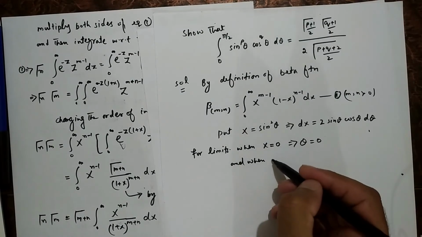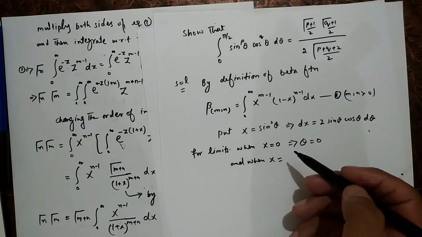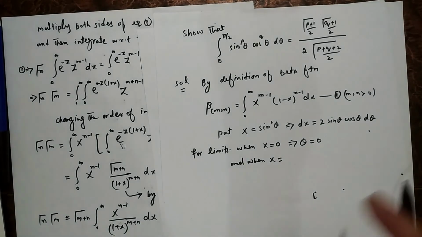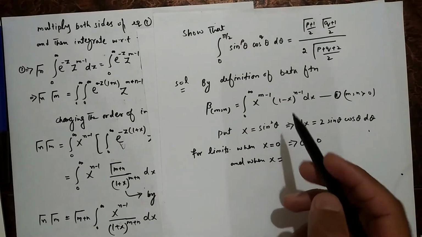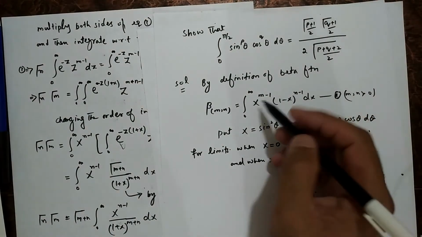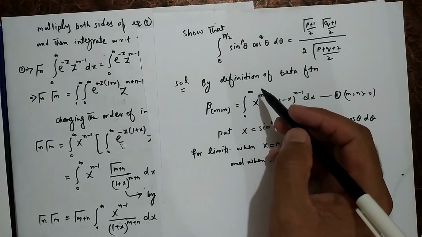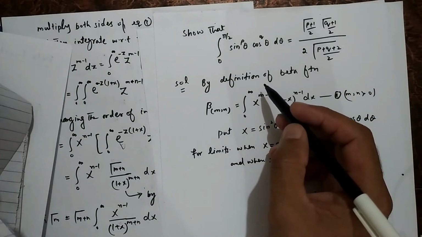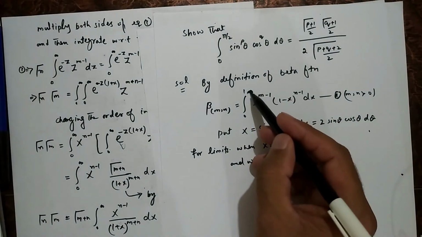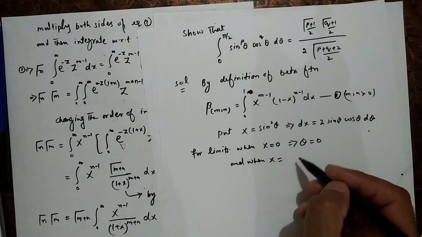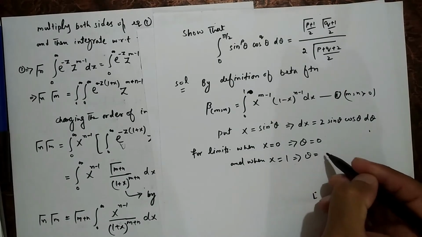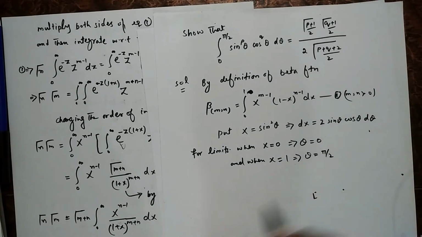And if we put x equals to infinity, I'm sorry, I made a mistake here. In this equation the limits of the integral are from 0 to 1, not from 0 to infinity. If we put the upper limit 1, then theta will be equal to pi upon 2.